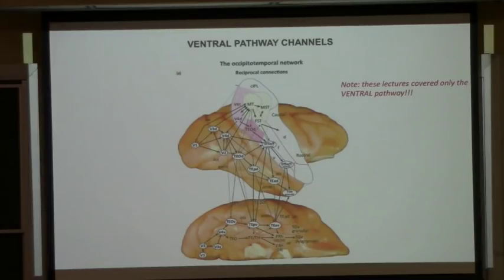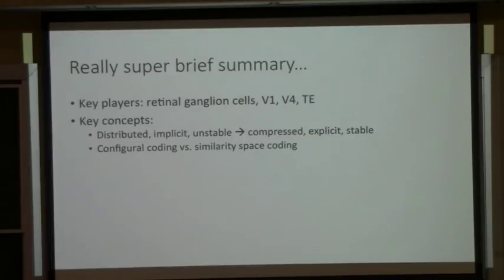What's important is that through this lecture, when I talked about V1, V4 and everything, this was all the ventral pathway, which is what he calls the what pathway. Your dorsal pathway is the where pathway, but he doesn't cover that at all. You won't be tested on the dorsal, but just for context, make sure you understand that what we covered was the ventral.